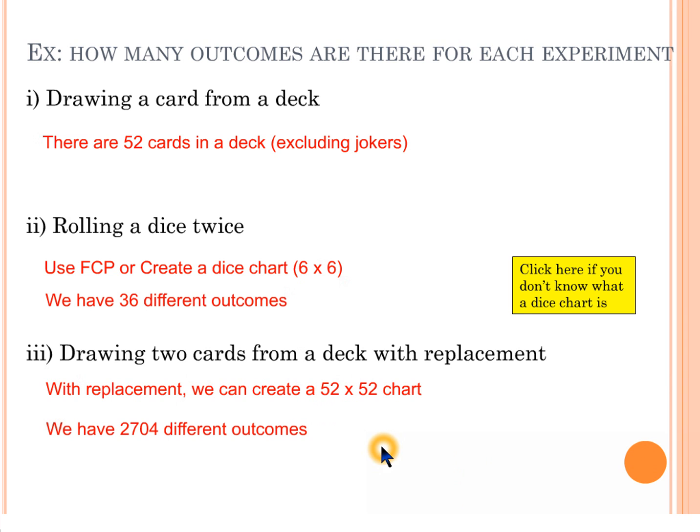Once you pick that card, since it's with replacement, you put it back into the deck. And for the second time when you go into the deck and pick a card, you still have 52 different outcomes. So that's how you get this second 52. You multiply those two numbers together to get 2,704 different outcomes. And when you're multiplying here, you're just applying the fundamental counting principle.